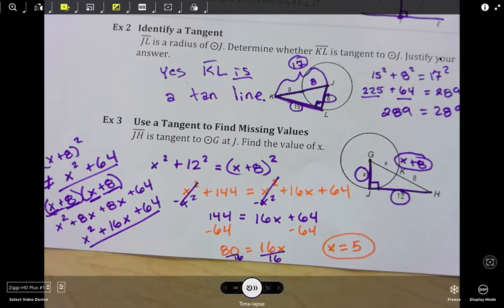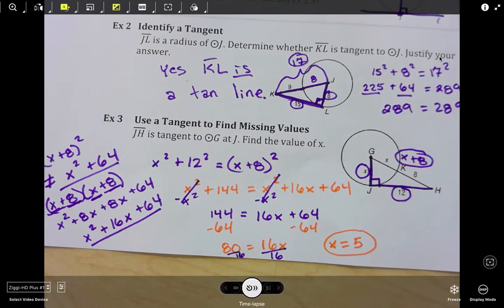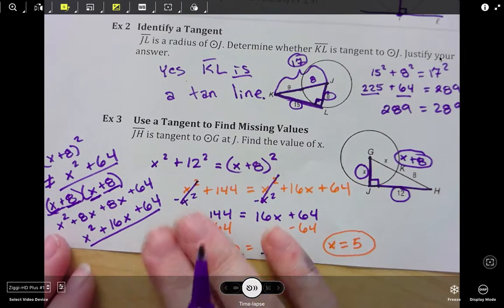Find the value of x. We did that. We don't have to plug back in or anything, so x is 5. All right? Okay, moving on to the back side.